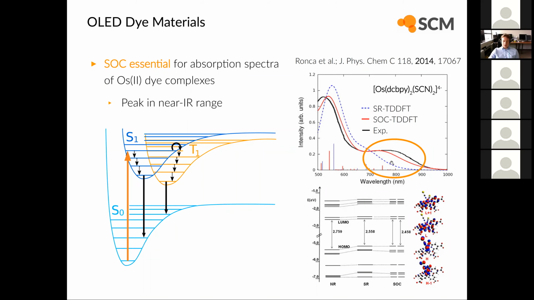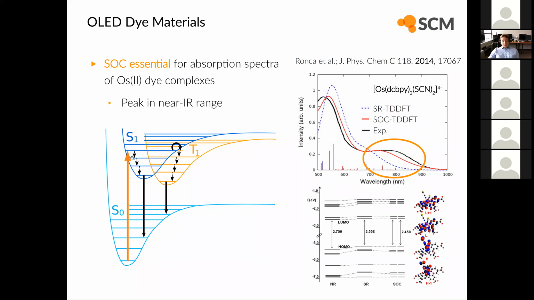Basically, one needs spin-orbit coupling in order to reproduce this peak in the near-infrared region. Without spin-orbit coupling, one would not get the correct result. So this is the first example of where actual heavy elements and their accurate description matters. And that's also the first example of a potential OLED material. However, we were looking here at just the absorption, here on the left side. So basically, one excites the system from its electronic ground state into an excited state.